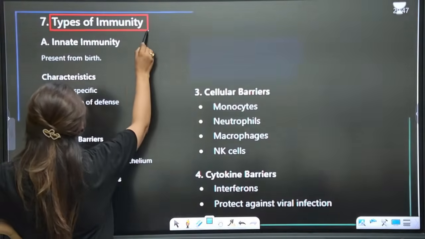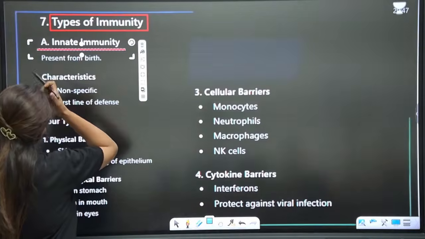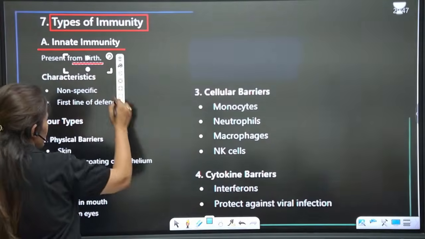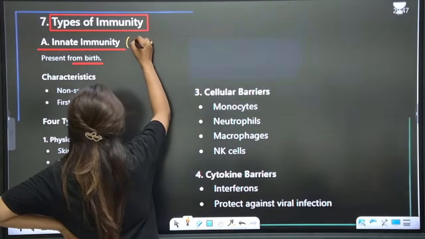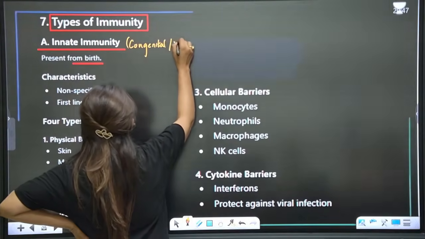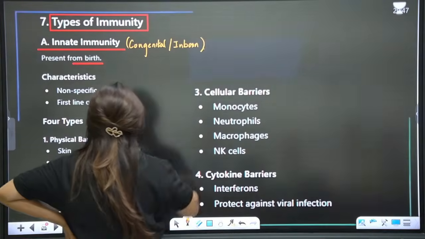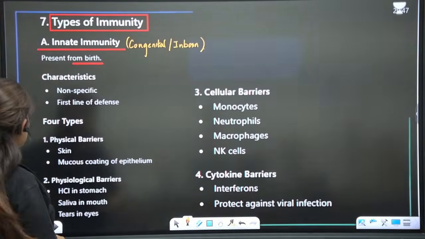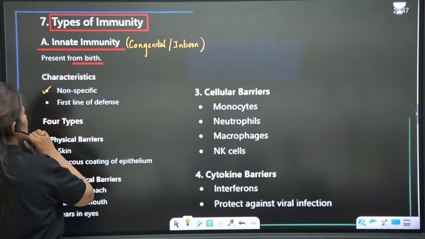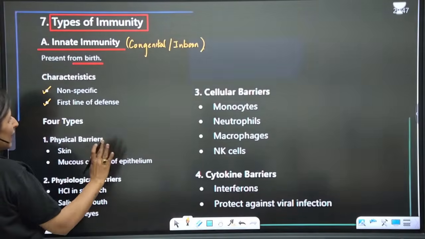First, let's understand this. So we have innate immunity, right, which is present since birth. So we also call innate immunity congenital or inborn or even genetic, because it is present since birth. The characteristics are, it is non-specific and forms the first line of defense. And then there are 4 barriers under this.